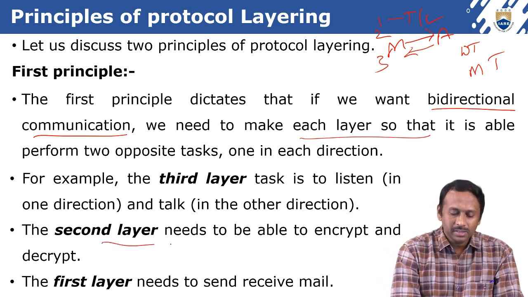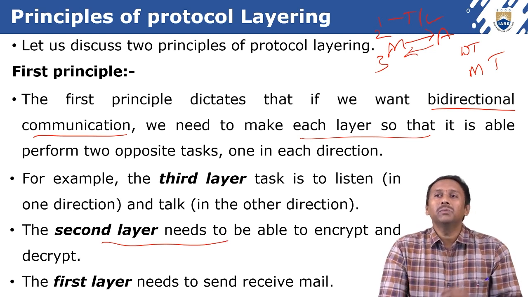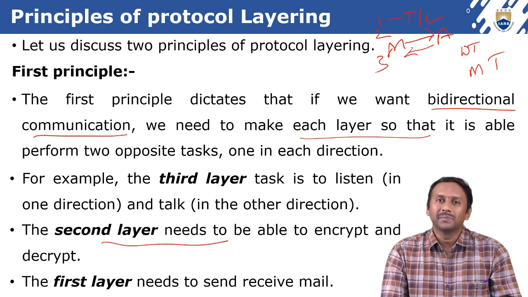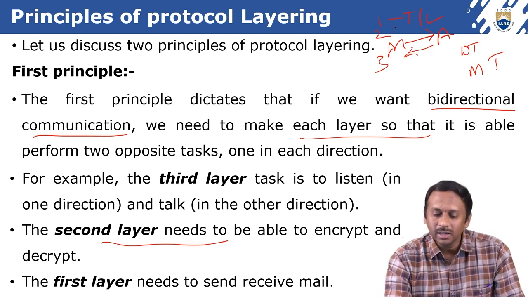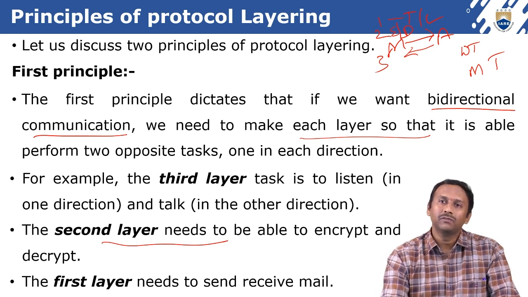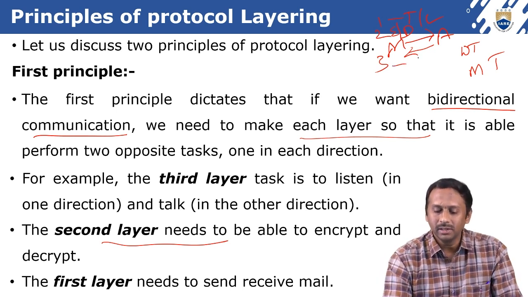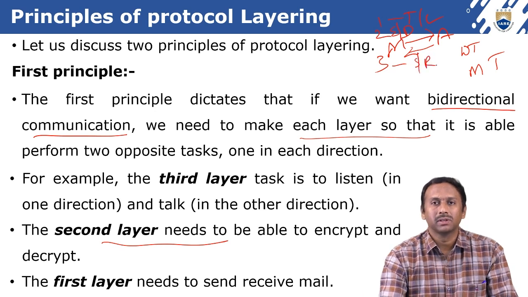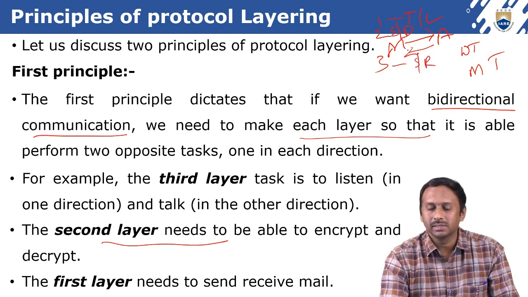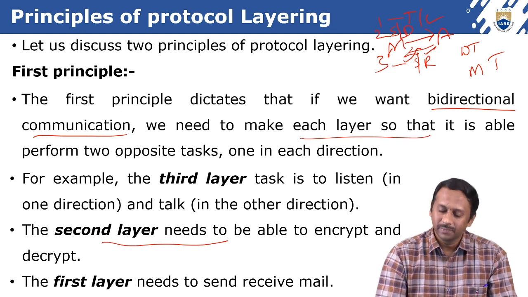And in the second layer, what will happen? The second layer needs to be able to encrypt and decrypt, isn't it? In the first layer, we need to send and receive mail, isn't it? Third layer, send or receive. If Maria will send a letter, it just chooses the option send. If it receives the letter from Anne, then it enables the receiver, right?